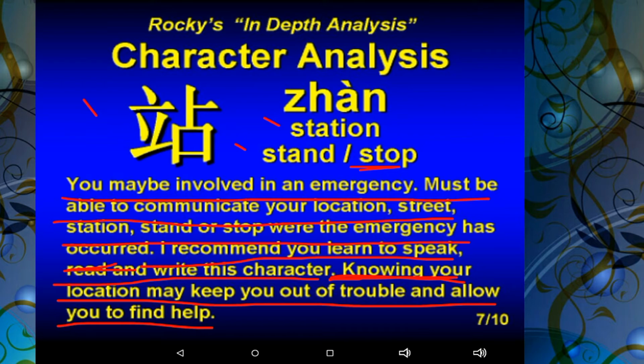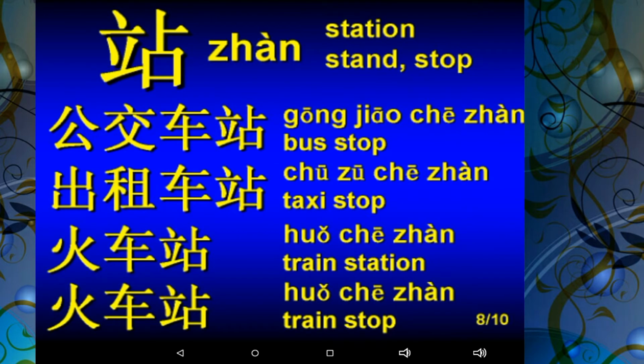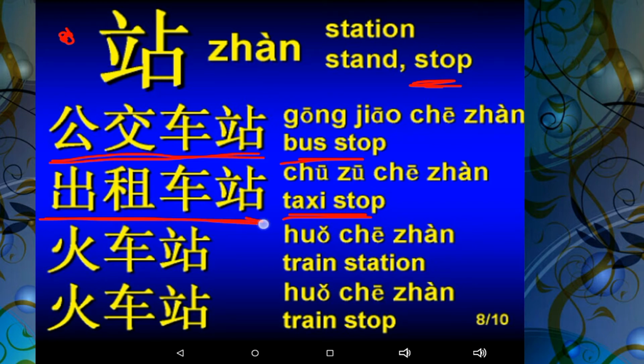Now let's have a little bit more learning about this character, Zhan. There's different types of stops, okay? So the first character is a bus stop, and it's a 公交车站, meaning bus stop. Next is a taxi stop. 出租车站. I like saying that. Taxi is 出租车, and stop is Zhan. 出租车站. Thought I'd give you a little extra one there.